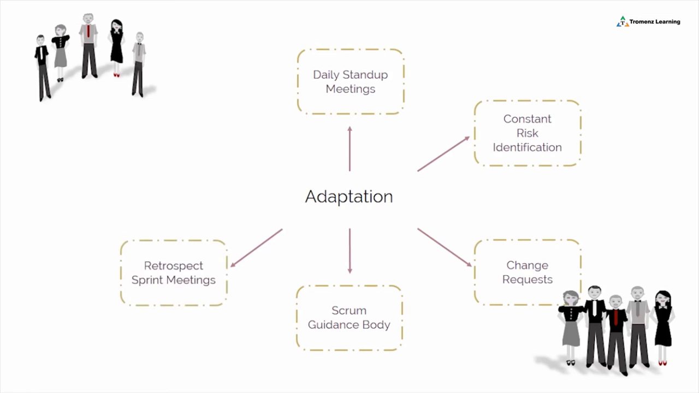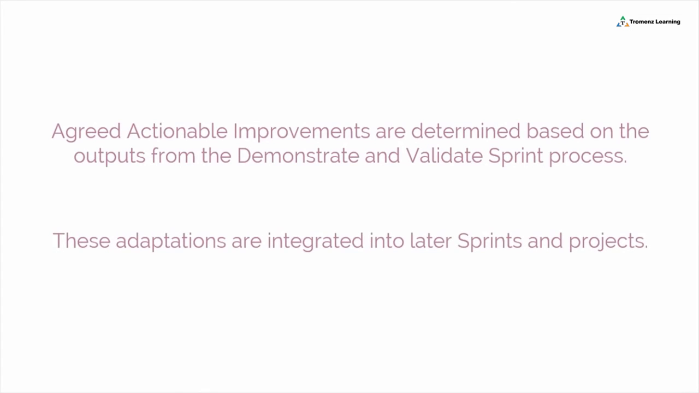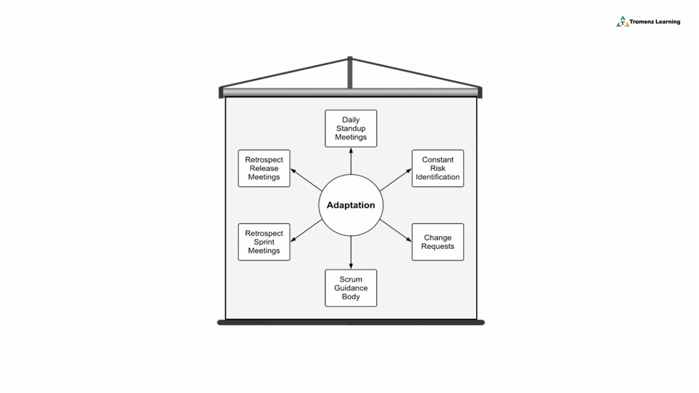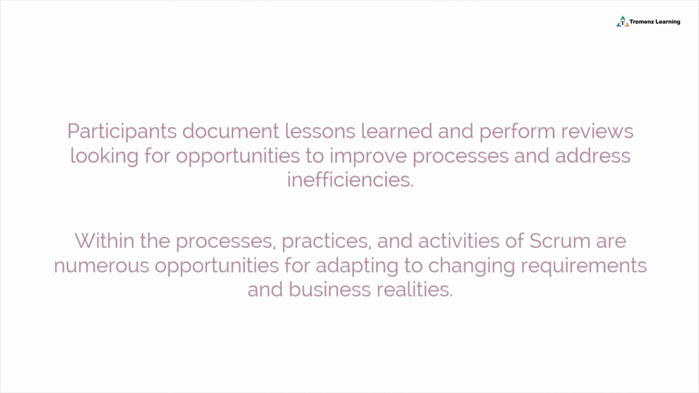In the Retrospect Sprint process, agreed actionable improvements are determined based on the outputs from the Demonstrate and Validate Sprint process. These adaptations are integrated into later sprints and projects. And in the retrospect meeting, participants document lessons learned and perform reviews looking for opportunities to improve processes and address inefficiencies. Embedded within these processes, practices, and activities of Scrum are numerous opportunities for adapting to changing requirements and business realities.